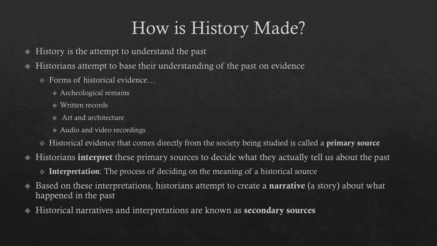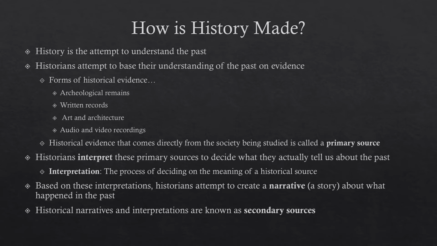So all of this historical evidence that comes directly from whatever society that we're trying to study is called a primary source. So if I wanted to study, let's say, ancient Greece, I would look at primary sources, and primary sources would be stuff that the ancient Greeks actually made or left behind themselves. So if an ancient Greek wrote something down and I read it, I could use that to understand the past, and I would be using a primary source to understand the past. All of history is ultimately based on primary sources, or at least good history is. So historians, their main job is to interpret primary sources. And so they basically look at all of these sources and they decide what these sources actually tell us.